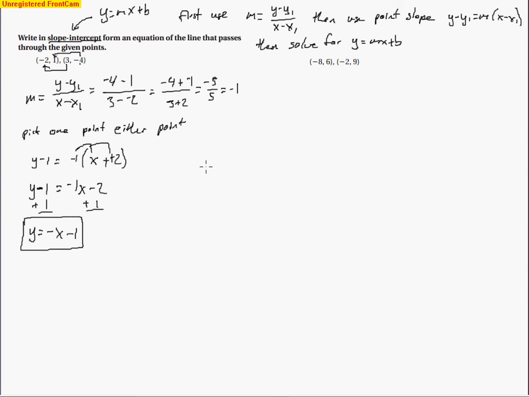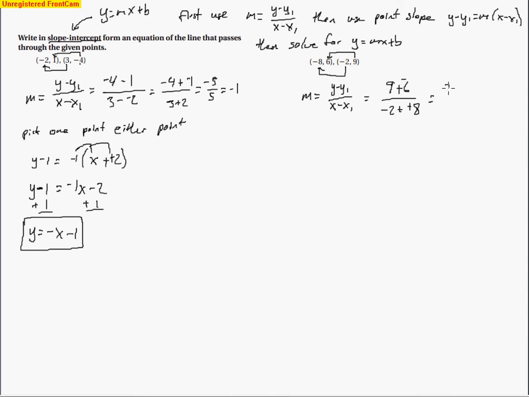So let's move on to the next one. Same sort of thing. You're finding the slope first. m equals y minus y1 over x minus x1. So I start with the two y values: 9 minus 6. And since I started with the 9, I have to start with the negative 2. And I do negative 2 minus negative 8. So I'll add the opposites.